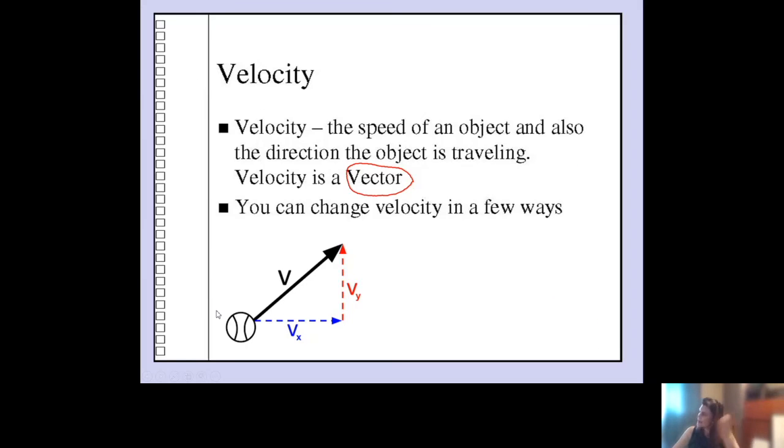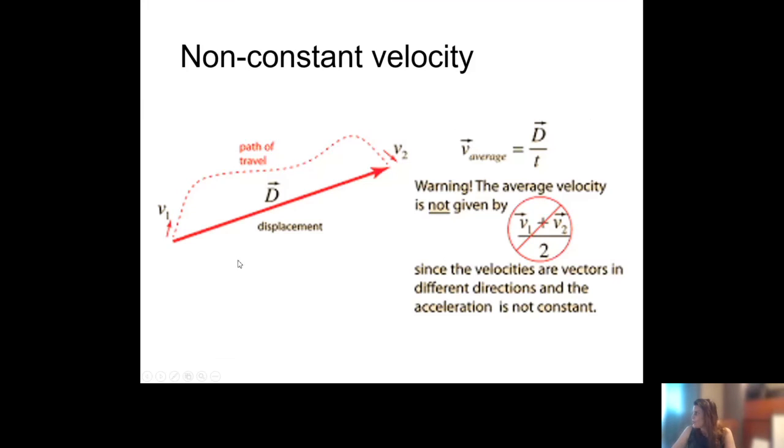So velocity is the speed and direction an object is traveling. Velocity is a vector. That means it has components in both directions. That means that you have to talk about direction when you talk about velocity, because it's a vector. Vector means direction. Remember that if you know the start and the end speed, you don't get the average velocity by averaging these two. Velocities are vectors and directions matter.